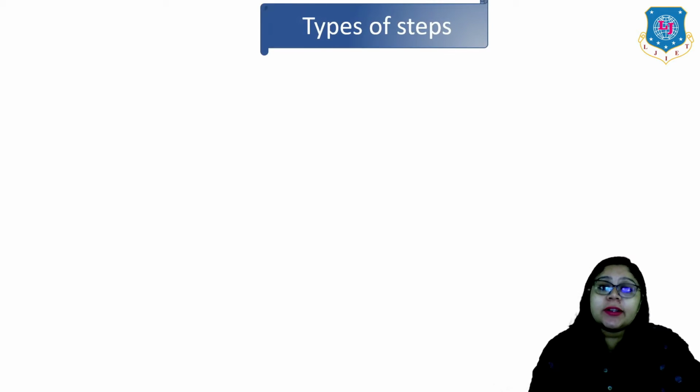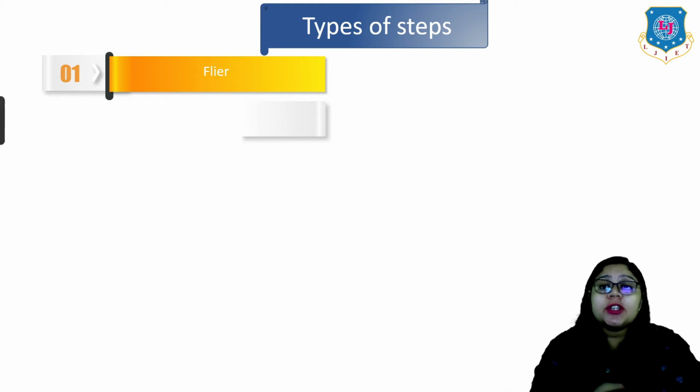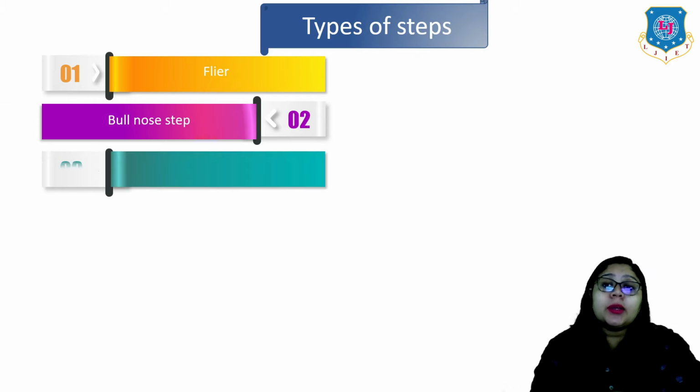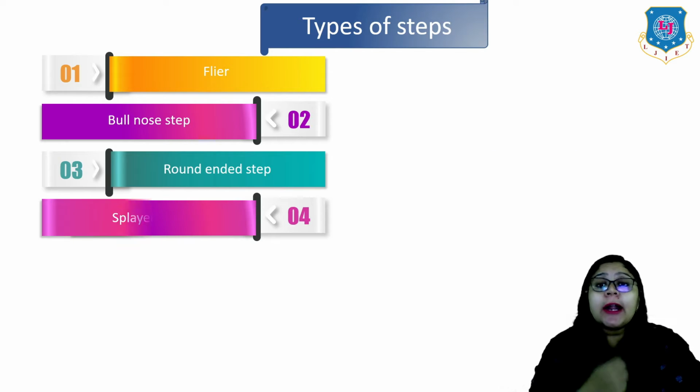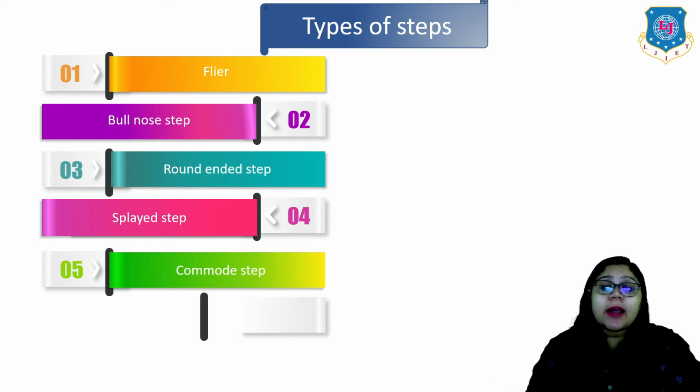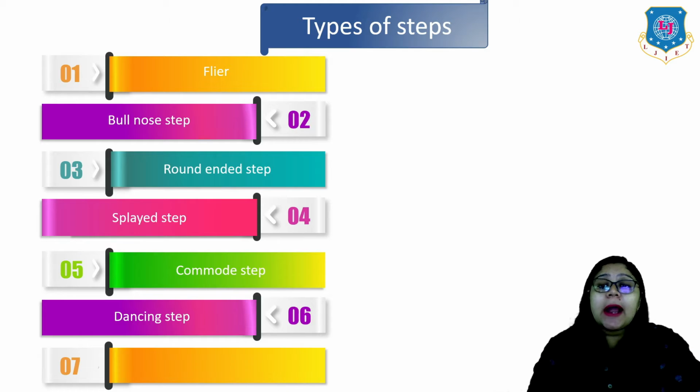So first let us understand what are the different types of steps available. Here the first one is the flyer, then the bullnose step, then the round-ended step, then the splayed step, then the commode step and dancing step and lastly the winder. So let us understand all one by one.